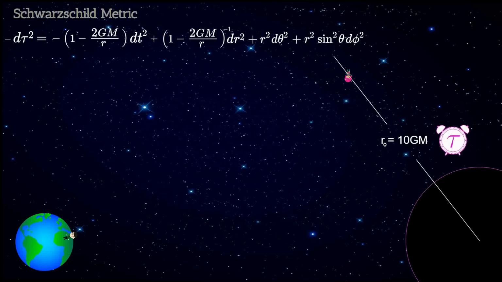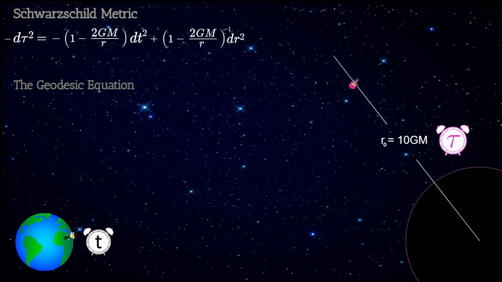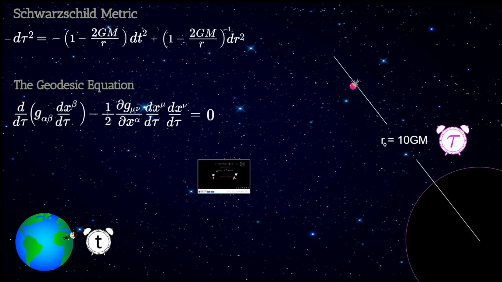So let's put a clock by Stella, who measures her proper time, tau, and also a clock by Tom, who measures faraway time, t. Now in the case of radial infall, there is no motion in the theta or phi directions, so we can completely ignore the azimuthal terms in the metric equation. Now let's analyze Stella's infall with the help of the geodesic equation, developed in a previous video.